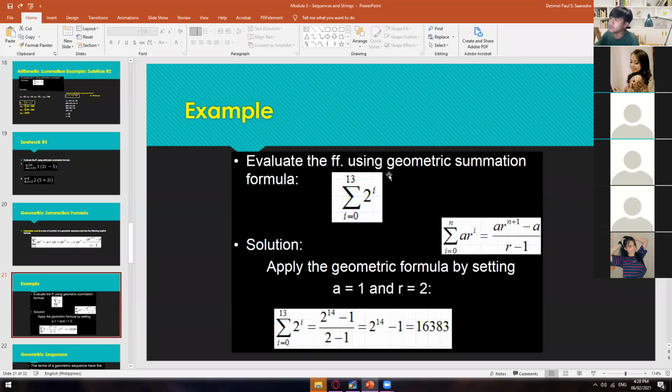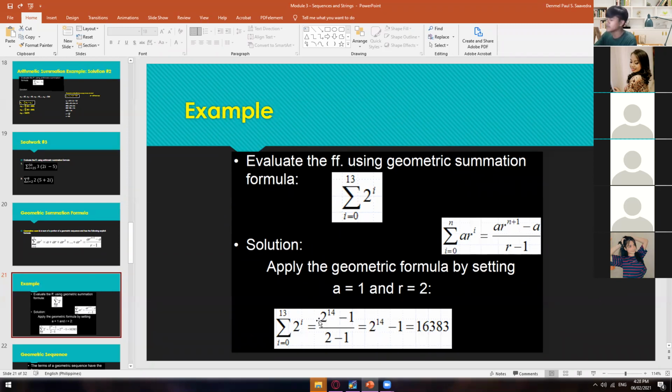So evaluate the following using geometric summation formula. So we have here from 0 to 13. And then we have this a times r raised to I. Okay, a here is 1, and then your r here is 2, and then your I here is still your I. So here's the solution. So you can apply this formula for you to be able to get the geometric sum of this one. So again, your a here is 1, and then your r here is 2 raised to I. Okay, so just substitute your corresponding values using this formula.